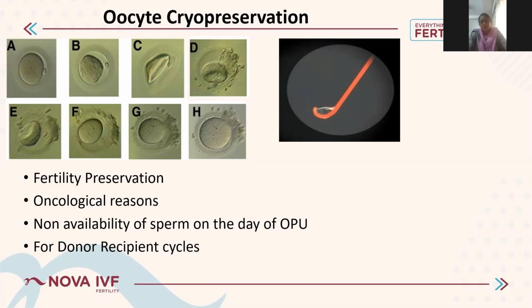Whenever they want to become pregnant, they can use those oocytes. Sometimes the reasons may be cancer, or the non-availability of sperms on the day of pickup, or when there is a donor-recipient cycle, we can freeze the oocytes.